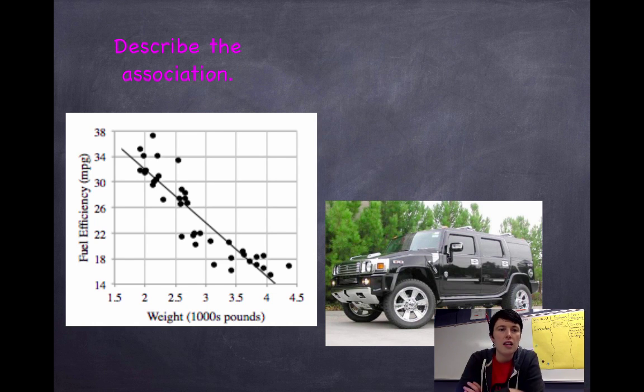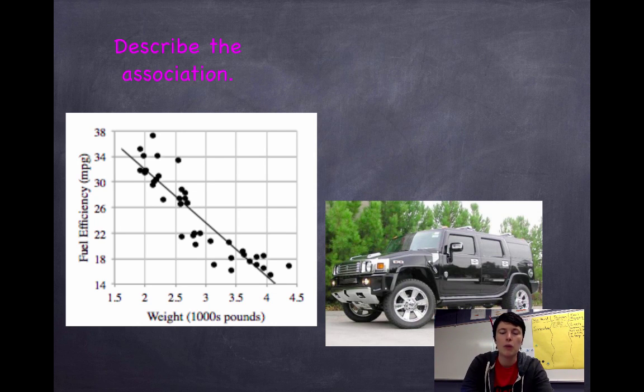So here's the data that was collected by the research team. You can see a line drawn through the data. The x-axis is the weight of the cars, and the y-axis is the fuel efficiency. So as you're going along the x-axis, you'll notice the weight gets heavier and heavier, but the fuel efficiency drops. So the gas mileage is getting worse as the car gets heavier. Like a big Hummer has pretty bad gas mileage.